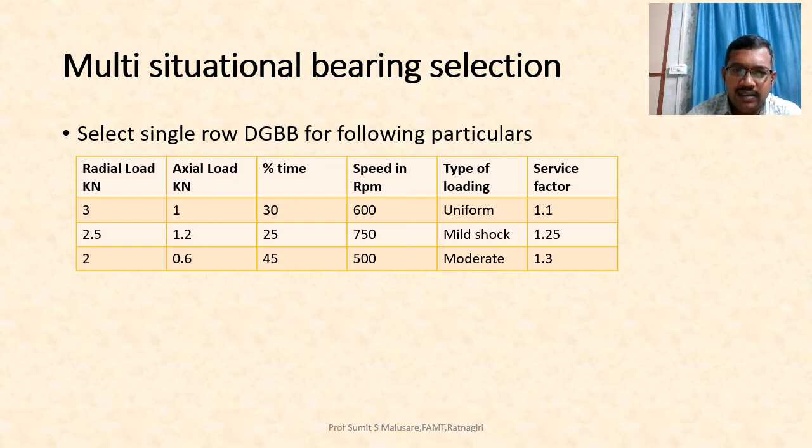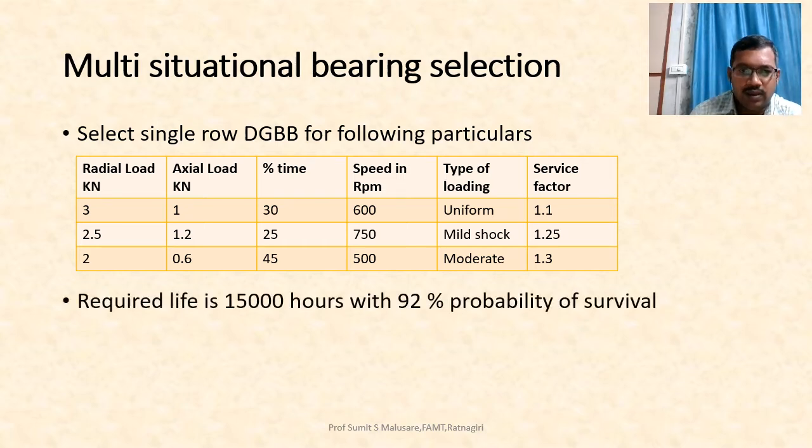Again, for each cycle the rpm is different. It means the rpm is varying as well as the percentage. It's a time varying problem, a combination of rpm and time varying problem. Then the type of loading is uniform, mild shock and moderate shock, so respectively the service factors are given. The required life is 15,000 hours with 92% probability of survival.